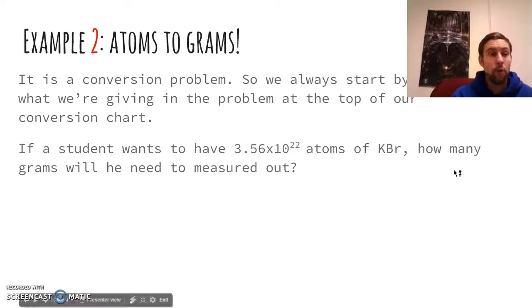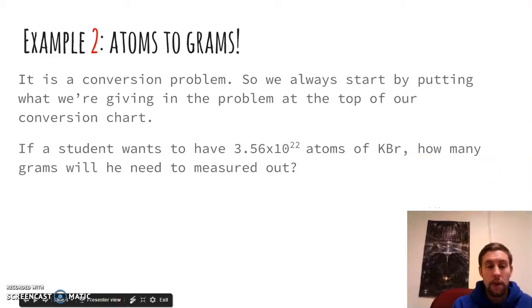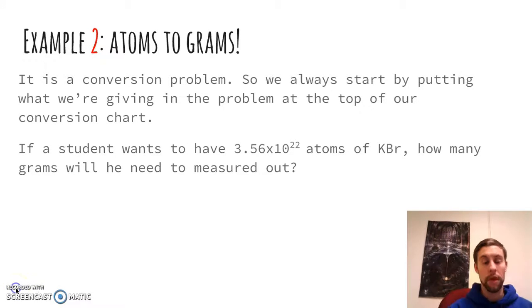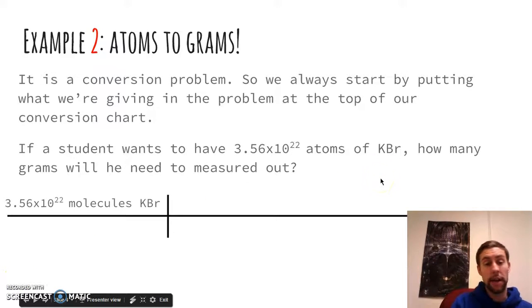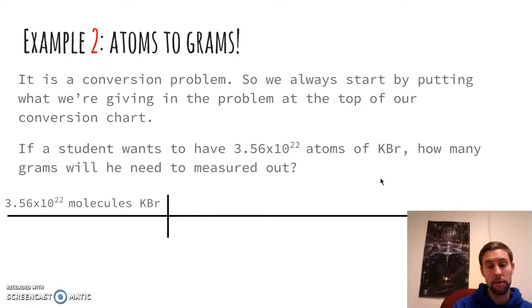Okay, example 2. Now we're going to go the other direction. So we have 3.56 times 10 to the 22nd atoms of KBr. We're trying to figure out how many grams we'll need to measure out to get that many. So like in our last one, we're still going to start with what we're given. But in this case, we're given 3.56 times 10 to the 22nd atoms. Oh, that's not right. That should be molecules. There's a typo, but it's good down here. So molecules of KBr. Ignore this.